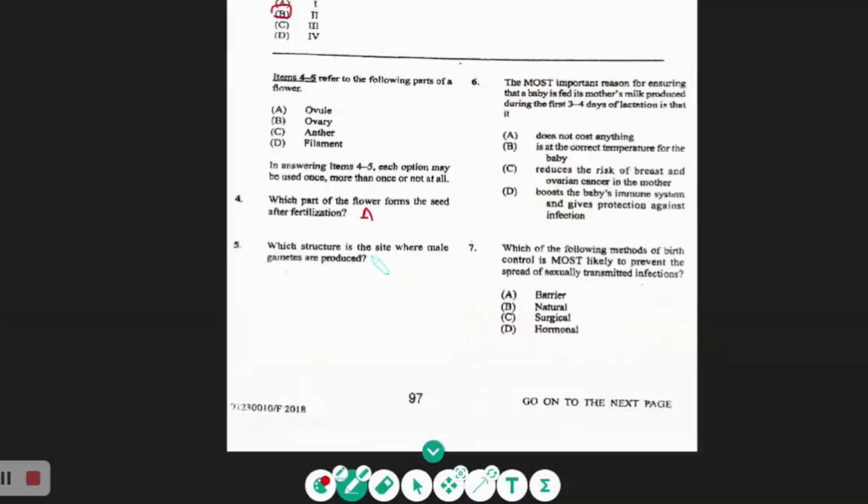And which structure is the site where the male gametes are produced? Where is the pollen made? It's made in the anther. The answer is C, 6.